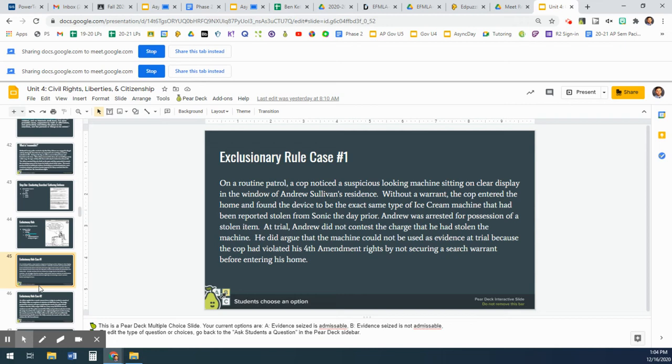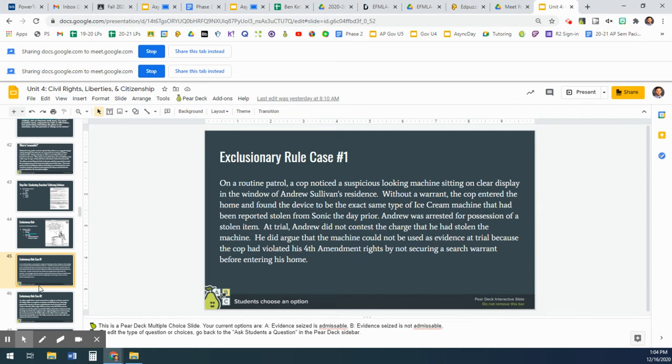At trial, Andrew did not contest the charge that he had stolen the machine. He did argue that the machine could not be used as evidence at trial because the cop had violated his Fourth Amendment rights by not securing a search warrant before entering his home. All right, should this evidence under the exclusionary rule be admissible? The answer is actually yes, this evidence would be admissible.